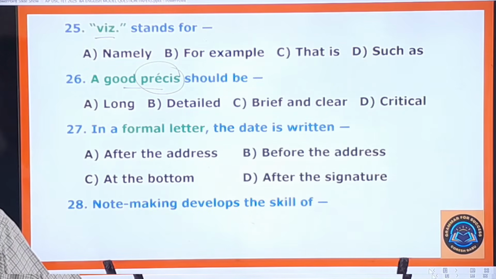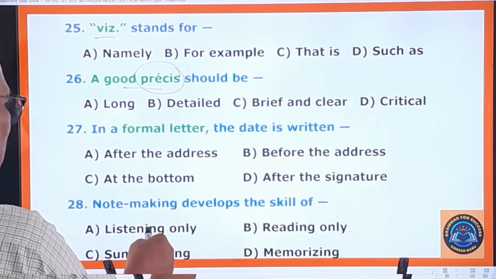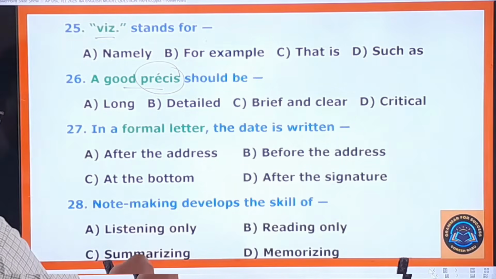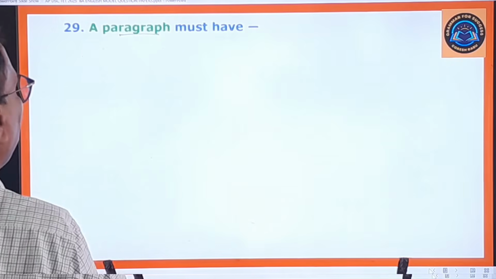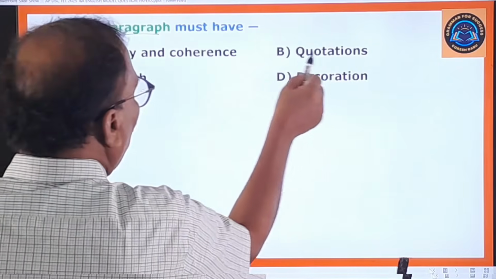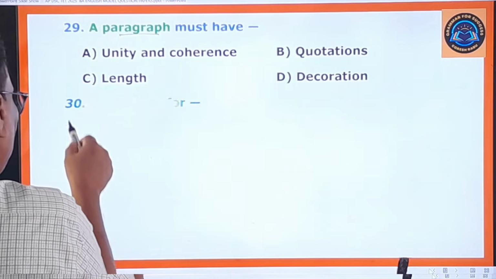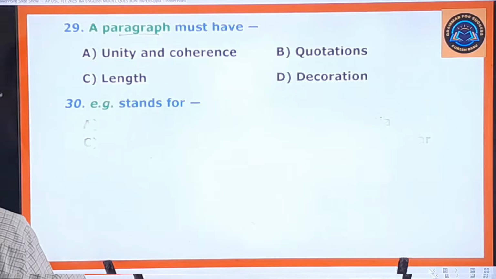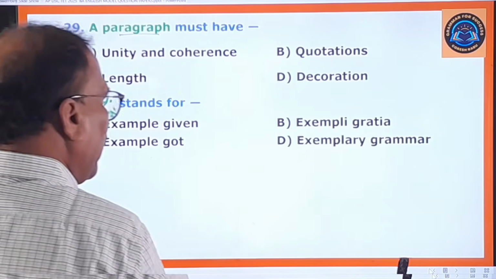Here, the 28th question. Note making develops the skill of what? Listening only, reading only, summarizing, memorizing. 29th question. A paragraph must have unity and coherence, quotations, length, decoration. Now, the 30th question, EG stands for what? Example given, exempli gratia, example got, exemplary grammar.